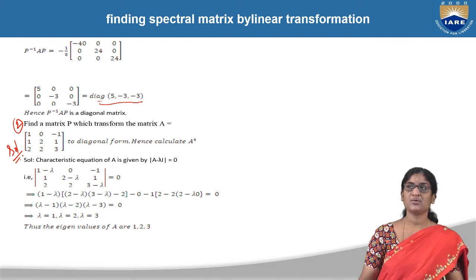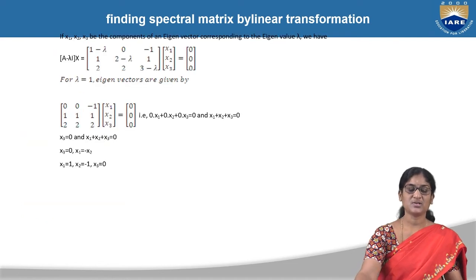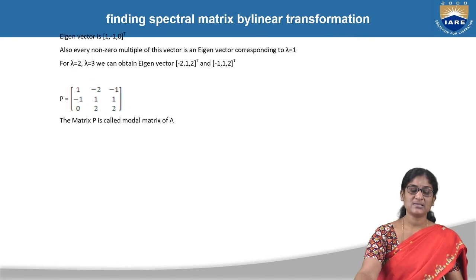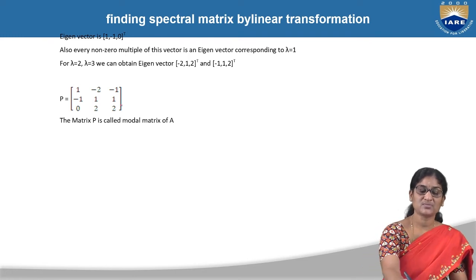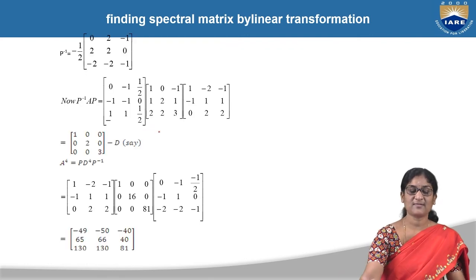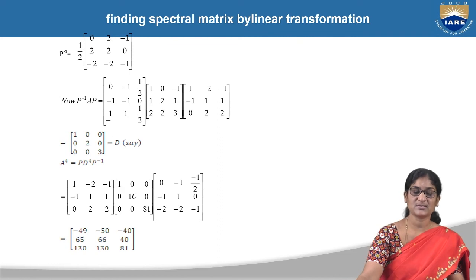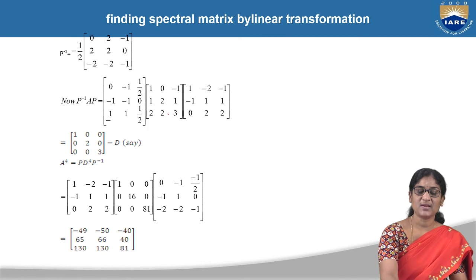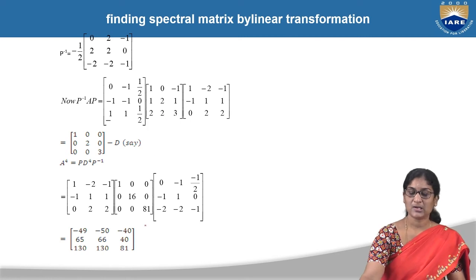So lambda is equal to 1, 2, 3. For these three values we need to find the eigenvectors, and the eigenvectors that I have found are 1, minus 1, 0, minus 2, 1, 2, minus 1, minus 1, 1, 2. So this is called the modal matrix, for which I have found the P inverse. Just as in the first example, P inverse is multiplied with A into P to get the diagonal form.